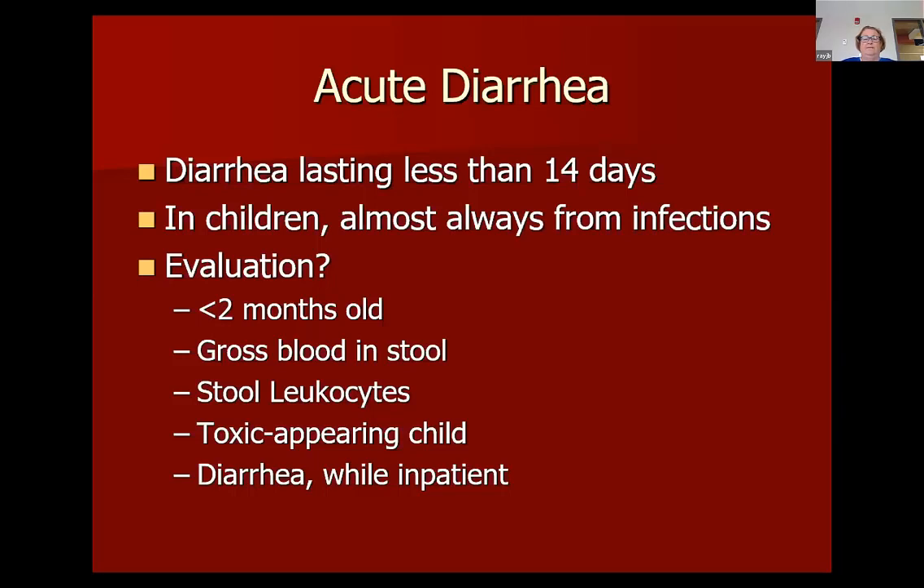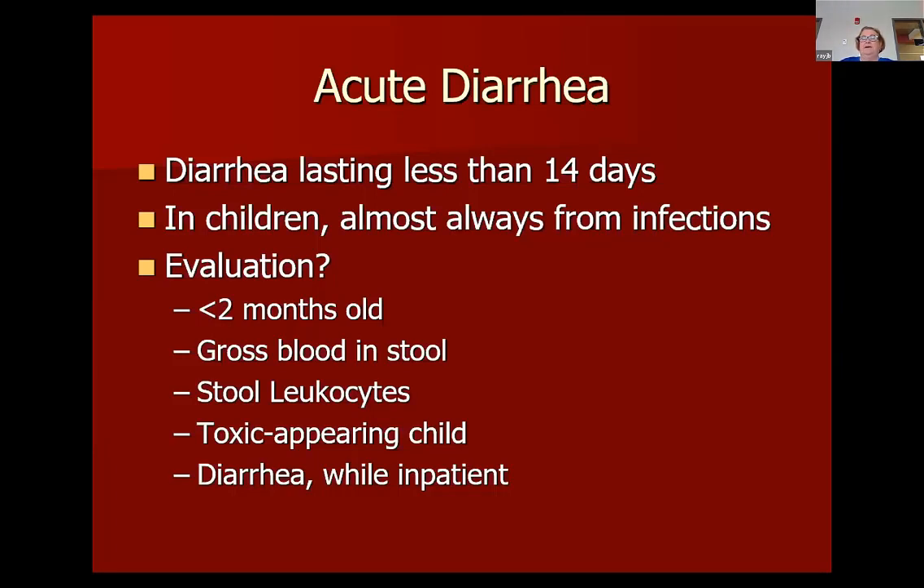So we do worry if the child is less than 2 months old, and this does happen sometimes, particularly if they have a school-age sibling who had a stomach bug and brings it home to a small baby, and it can be very bad. Obviously, if there's blood in the stool, then we really worry about Salmonella and Shigella in particular. We also look for leukocytes in the stool, and the only way to know that is to get a stool specimen and have the lab look at it. If you've got a toxic-appearing child, no matter what's going on, whether you're evaluating diarrhea or whatever, that needs further evaluation.